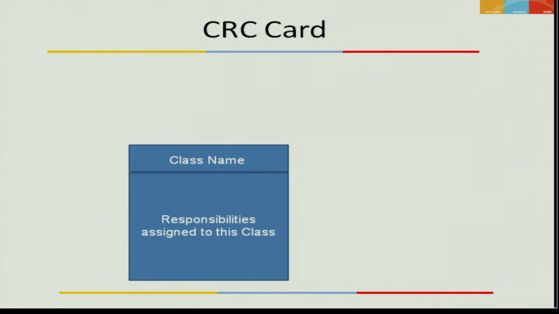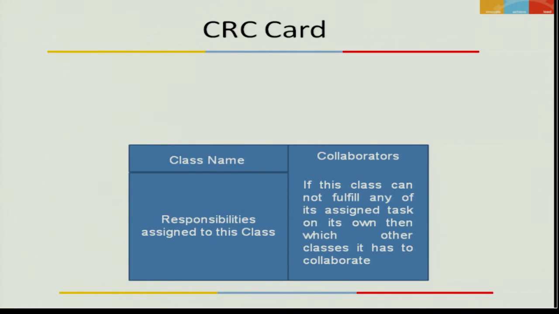Let's look at a sample CRC card, how it looks like. It has got the class name, then it has got the responsibilities assigned to this particular class, and another part is called the collaborators, the class collaborators. So as I said earlier, if this class cannot fulfill any of its assigned task on its own, then it basically identifies what are the other classes that can help this particular class to fulfill its responsibilities. So the responsibilities are assigned to this particular class on the left hand side of this card.